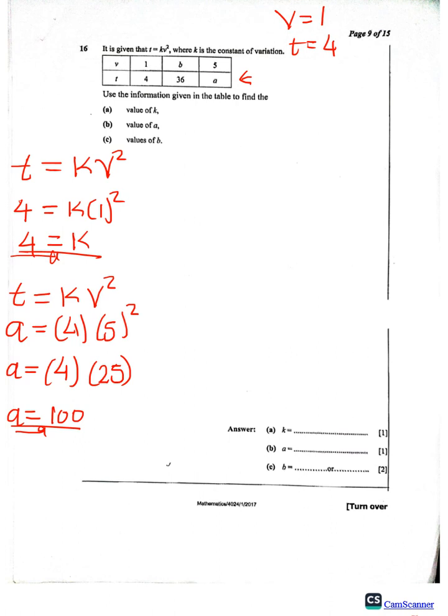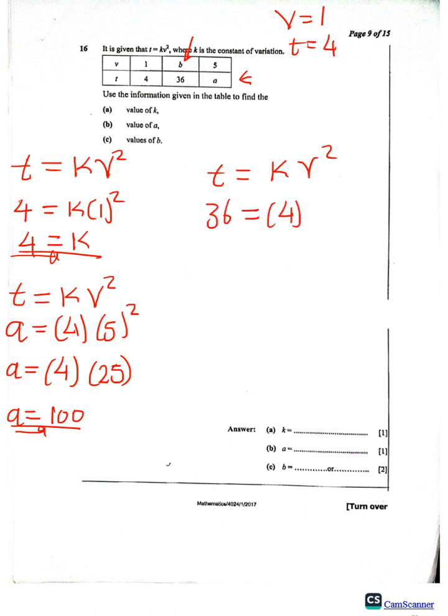Now for question C, we are solving for the value of b. So the formula is t is equal to k v squared. So let's look at b. So b is in the row where there is v. So where there is v is where we are going to substitute our b. So let's look at t. t is 36.